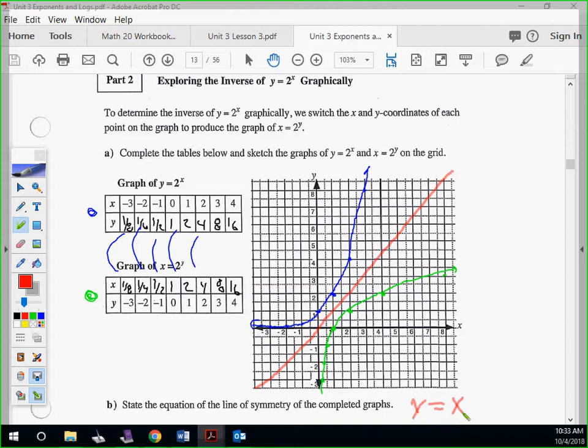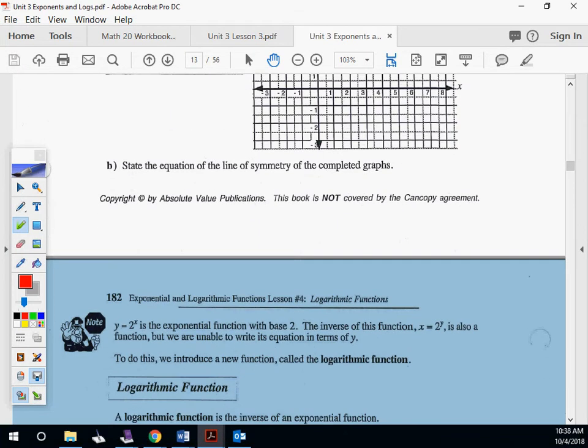Definitely the line of symmetry is y equals x, so we feel good. It reflected over the line we expected. Okay, cool. Ask questions. Logs are new to you guys. This is a whole new topic.